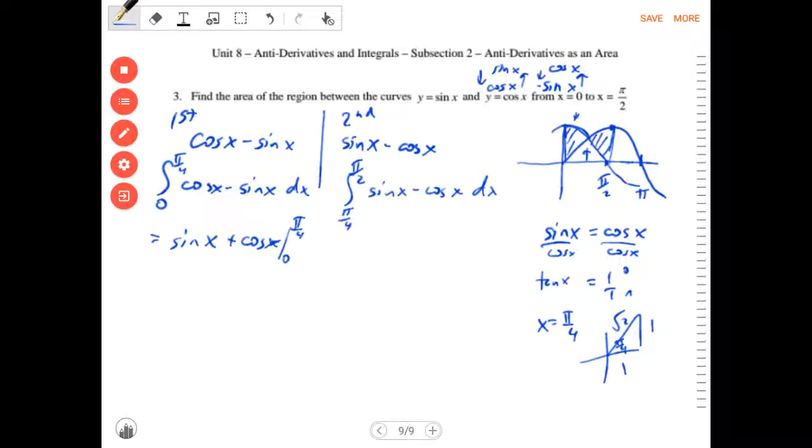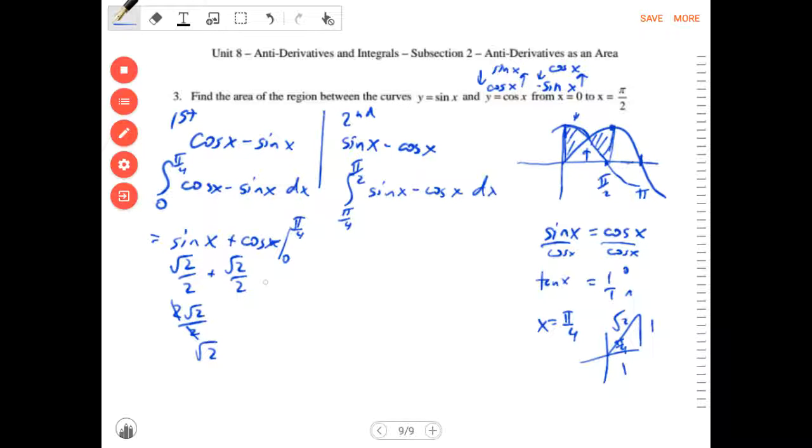So sine pi over 4 plus cos pi over 4. I've already drawn the triangle for pi over 4; you can use the unit circle if you want. Sine of pi over 4 is opposite over hypotenuse, that's 1 over root 2, which is root 2 over 2. Cosine is exactly the same thing. So really that is just 2 root 2 over 2, and the 2 over 2 cancels. So this whole thing is just root 2. Awesome. So this part is root 2.